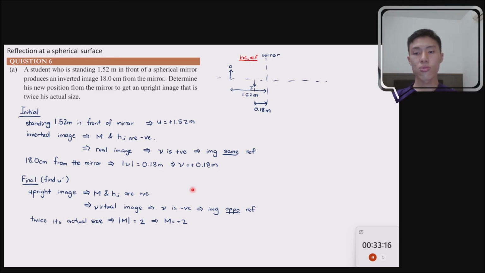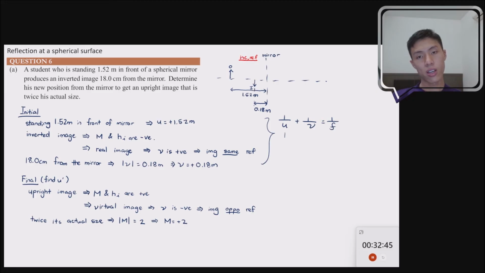Okay, so now what do we do with the information we are given for the initial situation? They give us the U, they give us the V. I believe the intention is to find the F, which is the focal length of the mirror. Once we have the focal length of the mirror, because we are not changing the mirror, the focal length can be brought over to the final situation. So let's do the initial situation first. Initial situation, you have 1 over U plus 1 over V is equal to 1 over F.